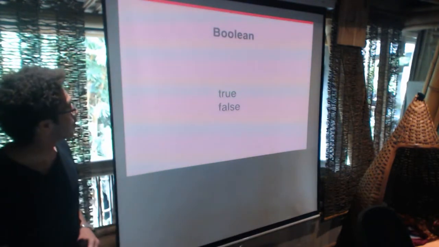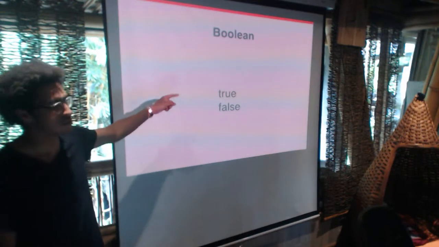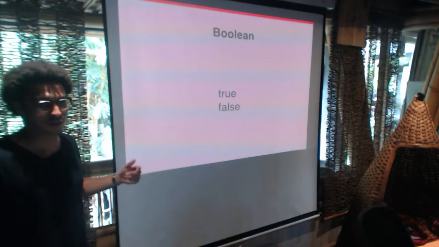So the next one I want to talk about is a boolean. A boolean always comes down to true and false. It's like in the computer, the 0 and the 1. So it's true or false.